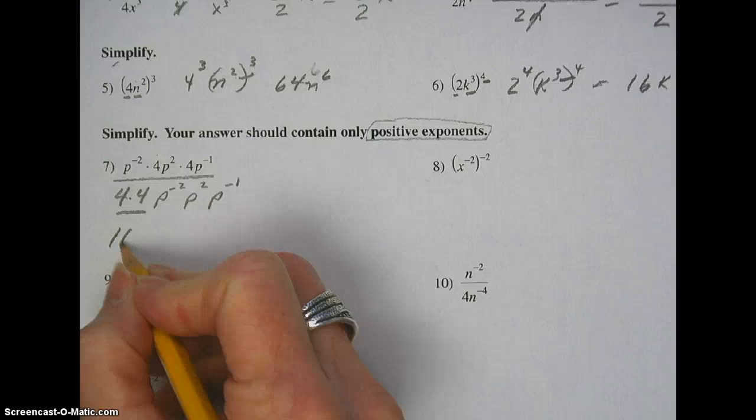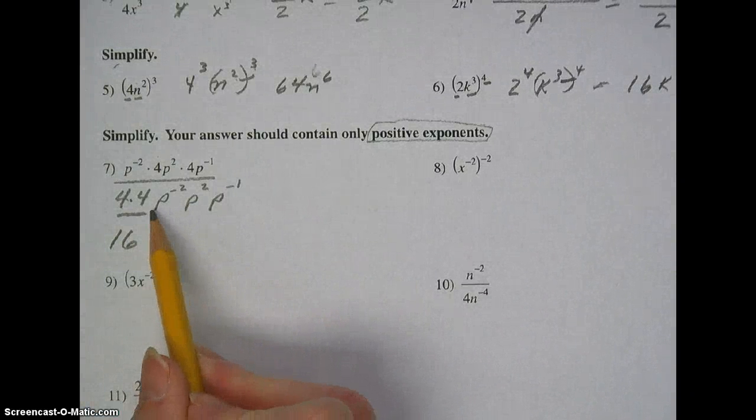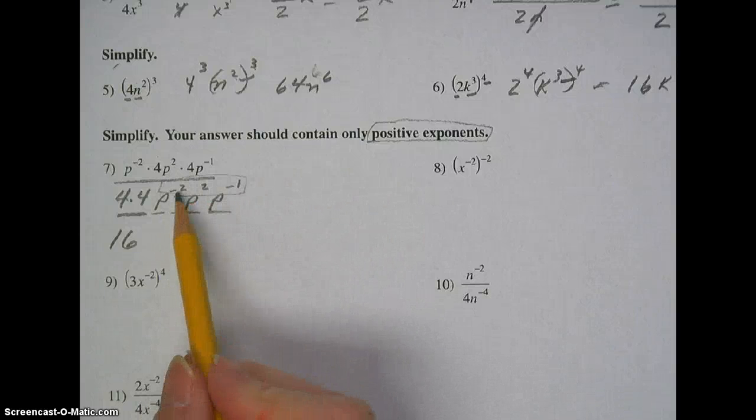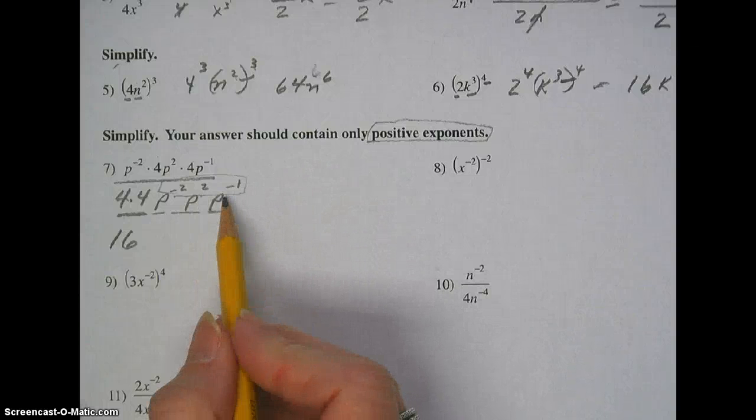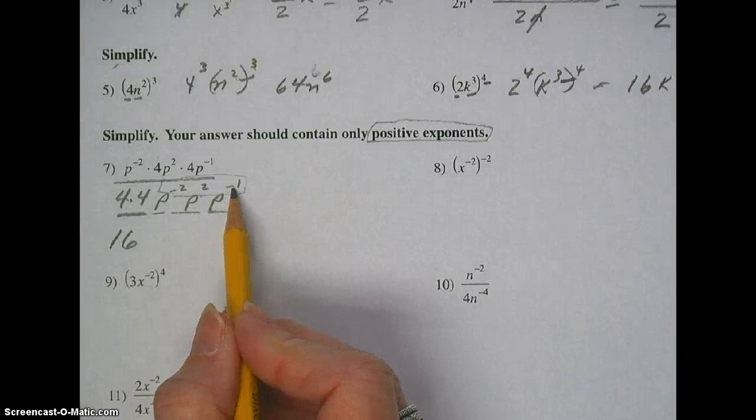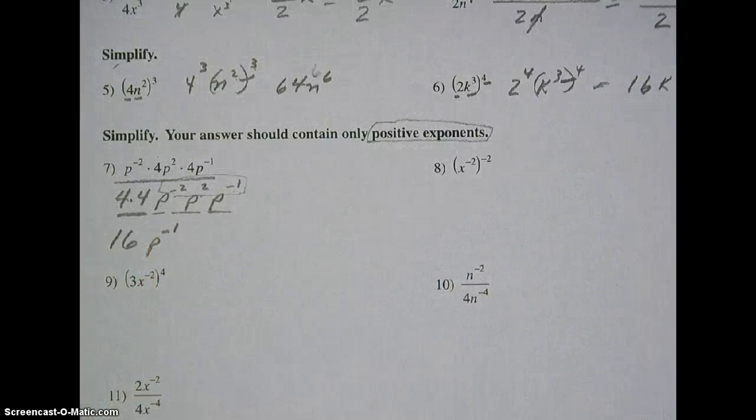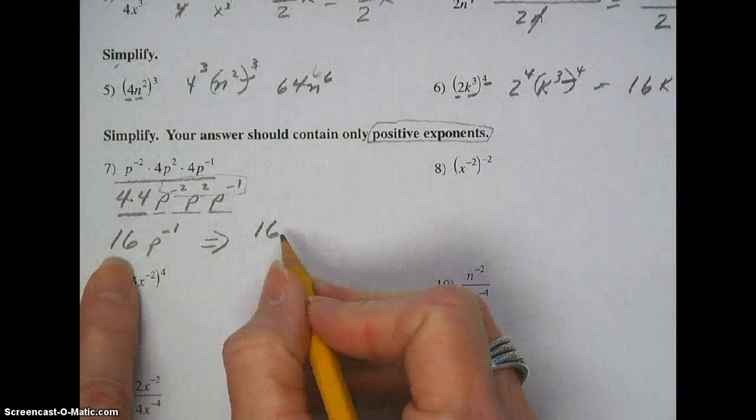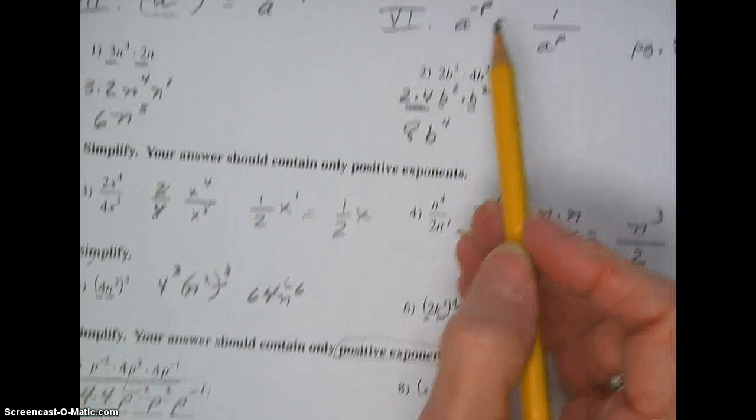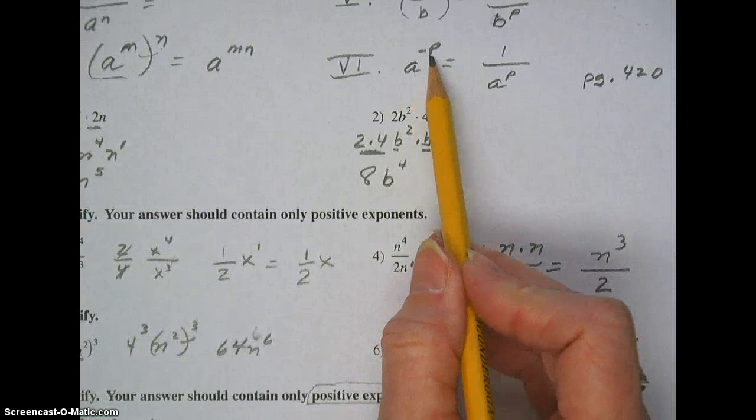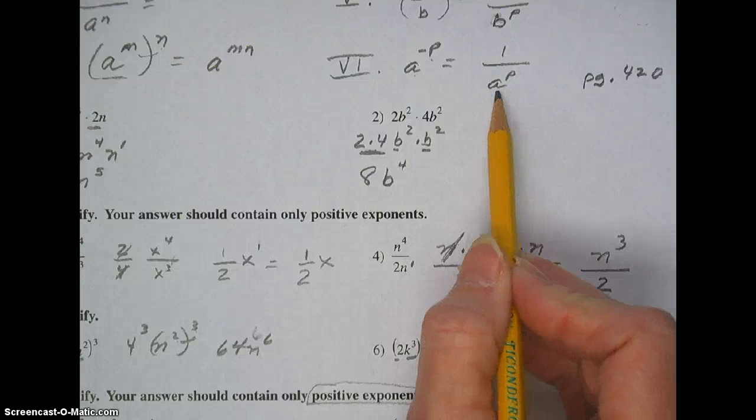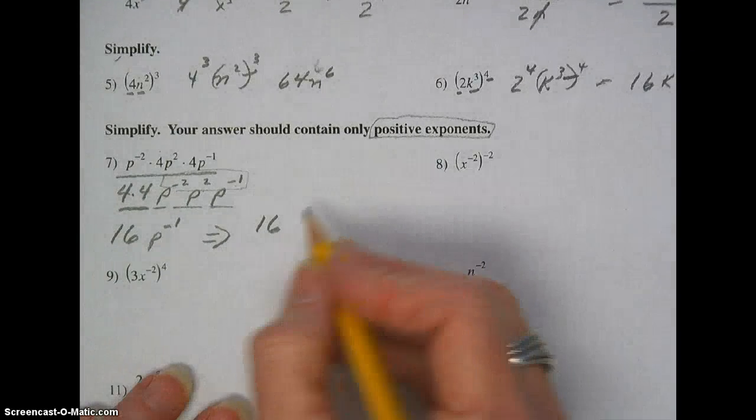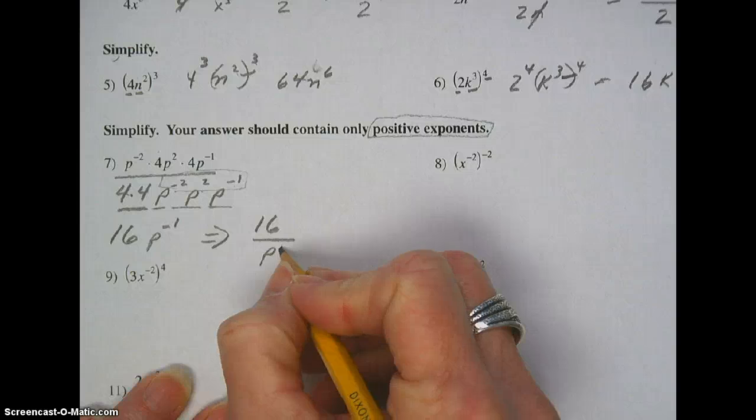4 times 4 is 16, and then if we're multiplying variables together, we're going to add the exponents. A negative 2 plus 2 is 0, and 0 plus a negative 1 is going to be a negative 1. Now, how do I rewrite that? 16 is my number, but p to the negative 1 power, anything to the negative power means the same thing as that to the power in the denominator. So p to the negative 1 would be 1 over p to the positive 1.